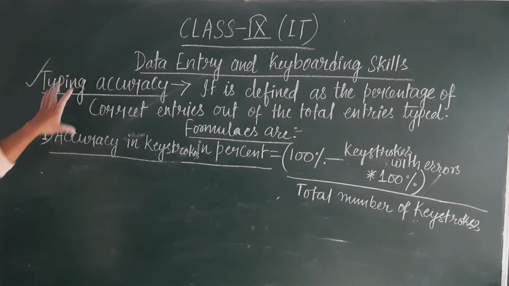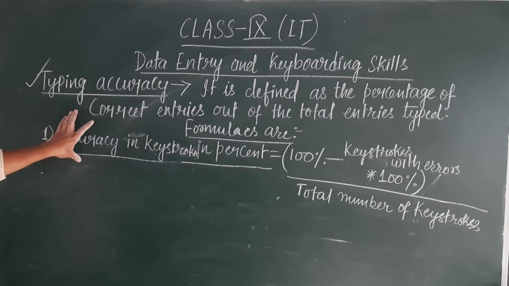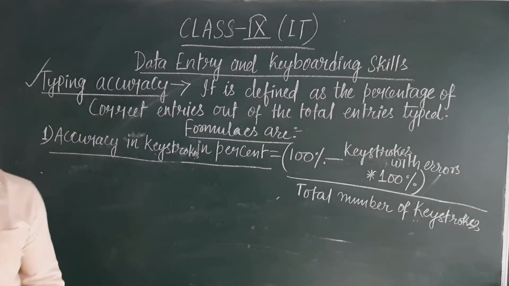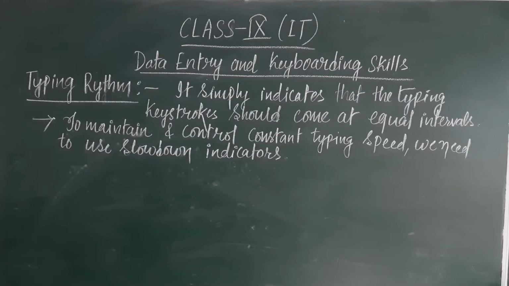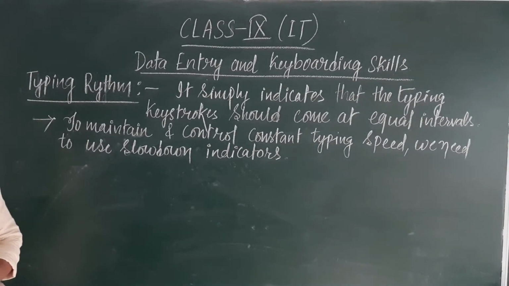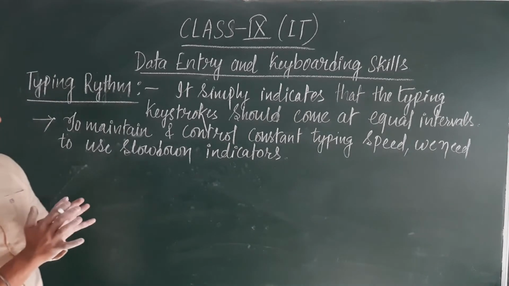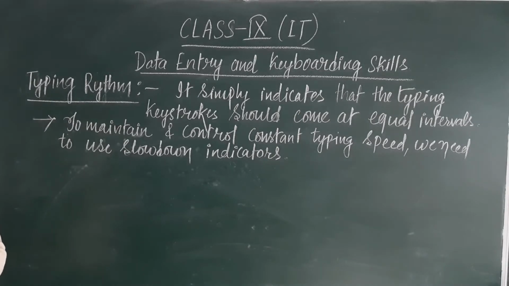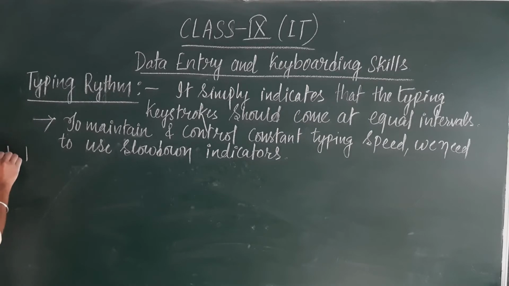Now, apart from this topic, one more topic has been left out, that is typing rhythm. We will be discussing it in this session. So, typing rhythm, what does it explain? It simply indicates that the keystrokes which we use while inserting characters in our typing should come at equal intervals, meaning the time duration between two keystrokes.